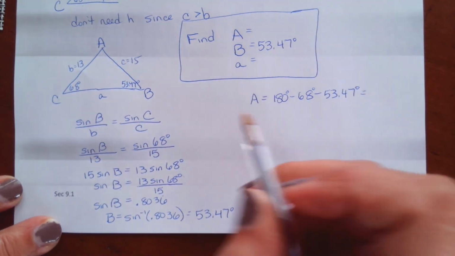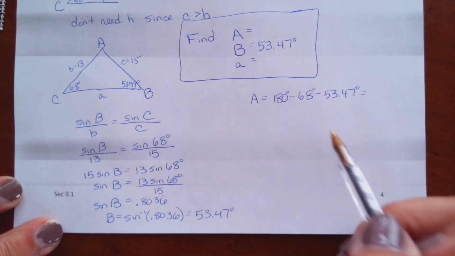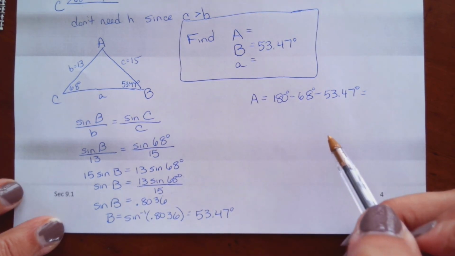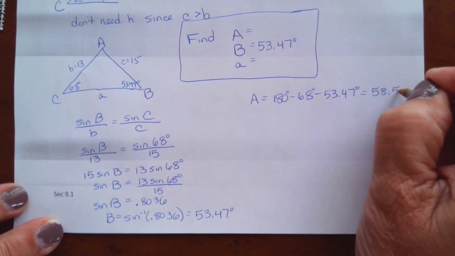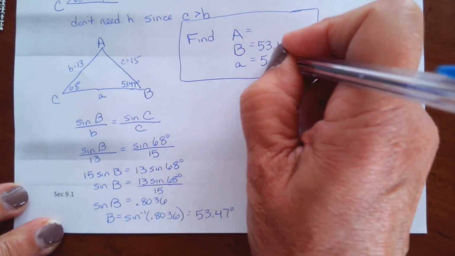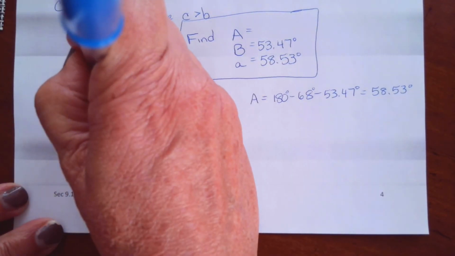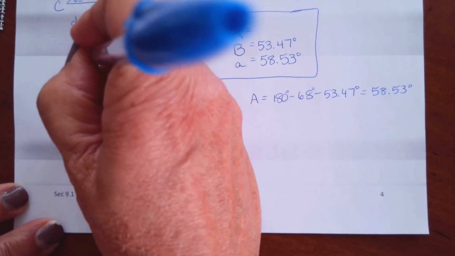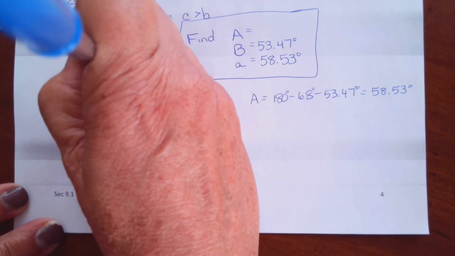I always like to put degrees on everything because I know I'm looking for angles. So 180 minus 68 minus 53.47 is 58.53 degrees. So there's angle A. Okay, so that's 58. Did I write that right? 58.53.